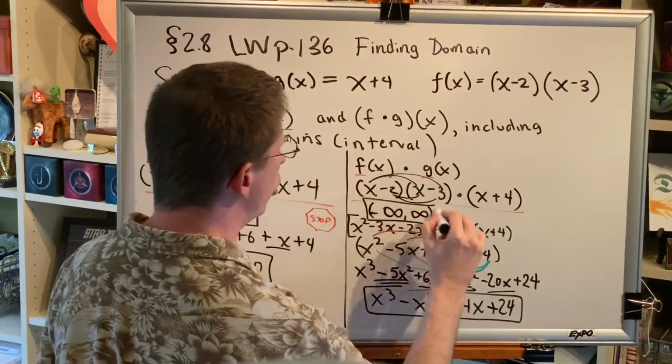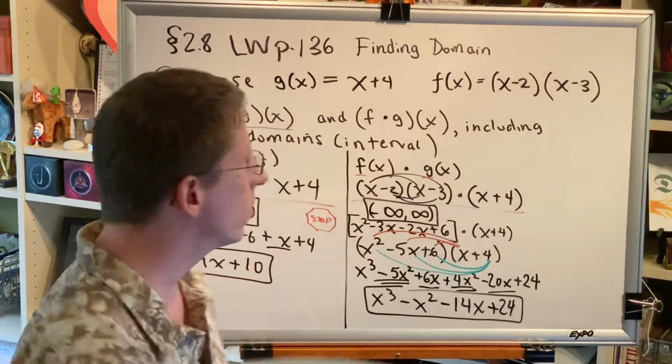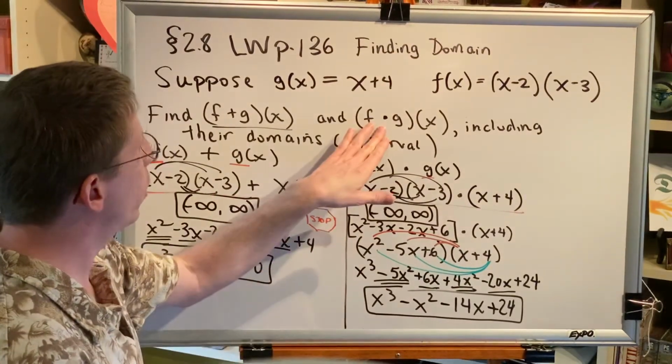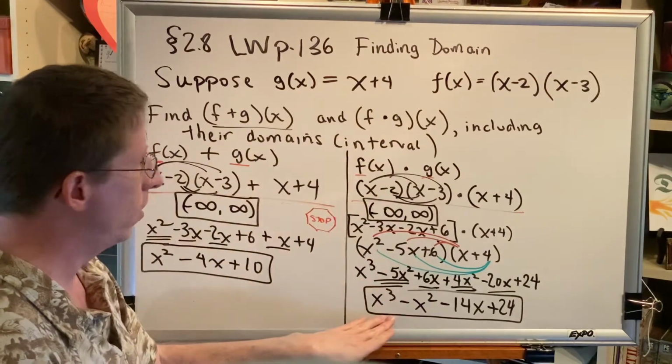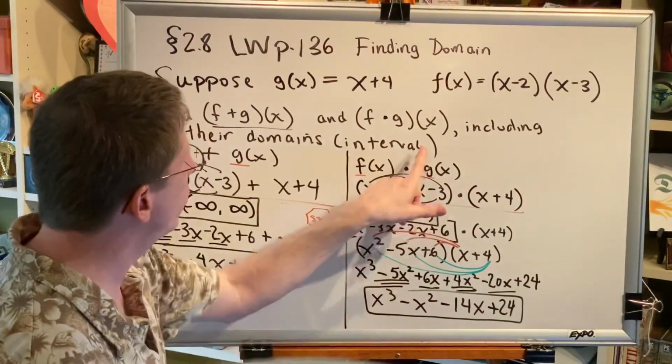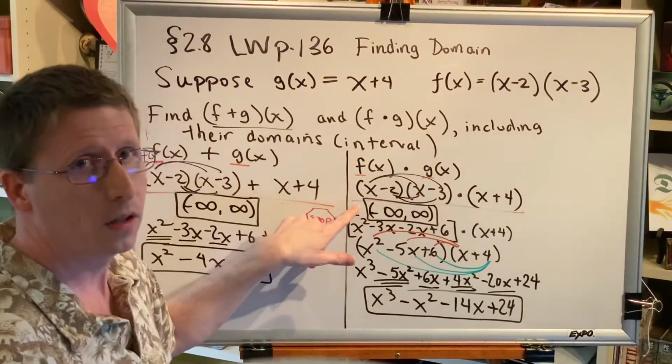As before, there are 2 answers because there were 2 questions. What is the function f dot g of x? This is the answer. And its domain as an interval. This is the answer.